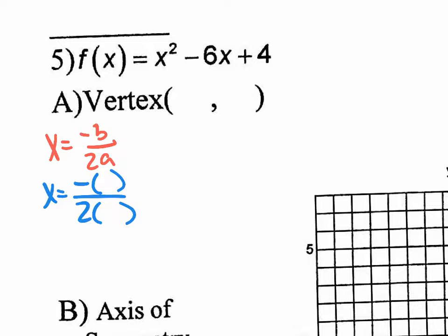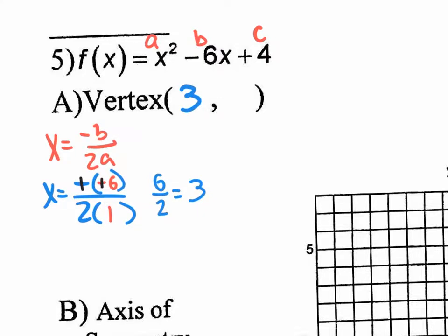Let's identify the a value of 1, the b value of negative 6, and the c value of 4. So we could actually plug in the b value of negative 6 right in there and the a value of 1 right down there. Now we do have a minus minus, a negative times a negative is a positive. So we really do have 6 over 2, which means that the x value is really 3. So I have the x value of the vertex. I need the y value.